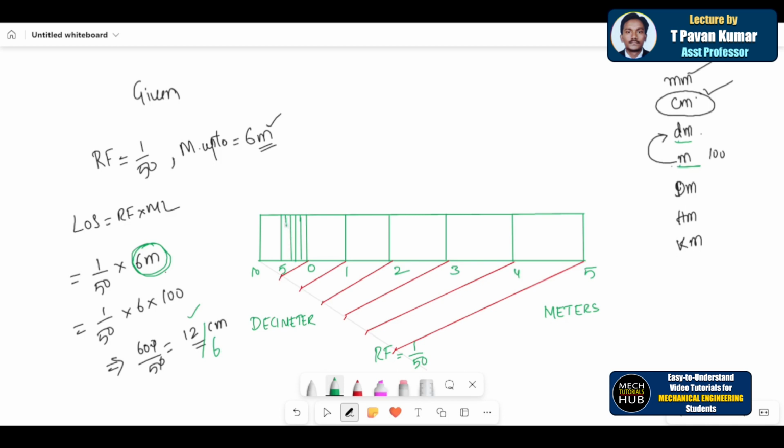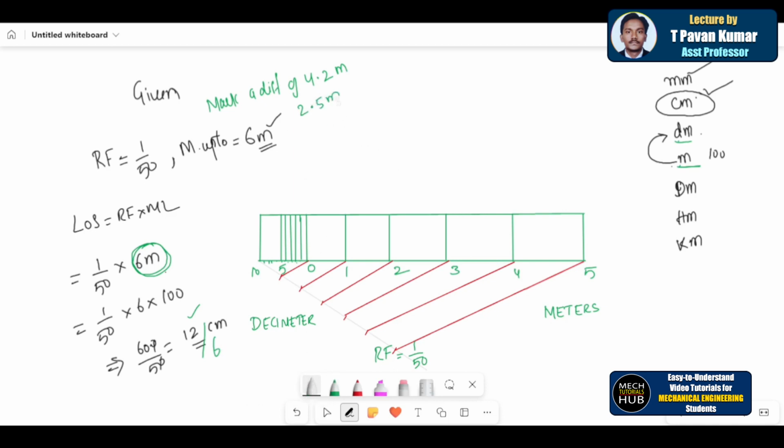It will take time for me. Okay, so 0 1 2 3 4 5, 6 7 8 9 10. So likewise you have to divide. Okay, and if one more point will be given in the question, mark a distance of 4.2 meters. Finally, once you construct, do this and mark a distance of 2.5 meters.